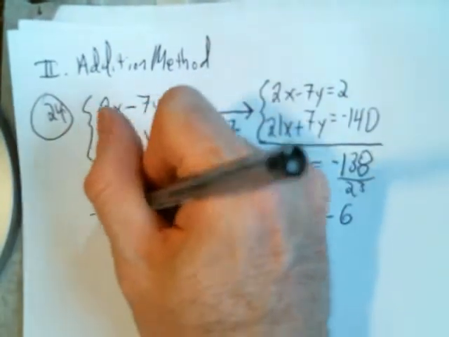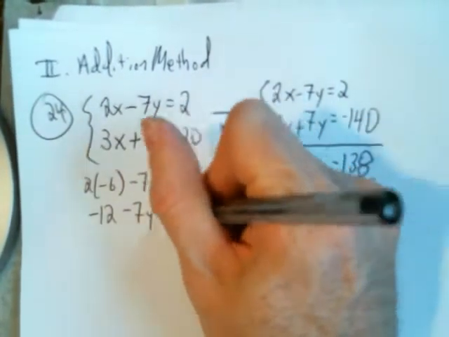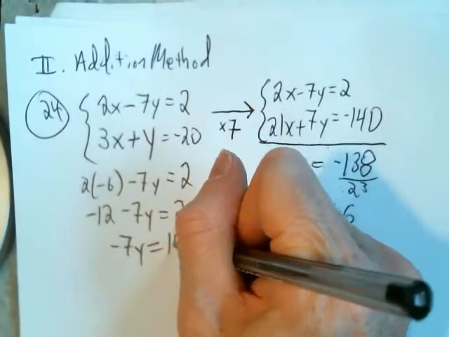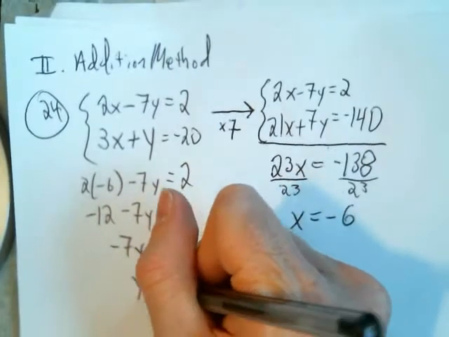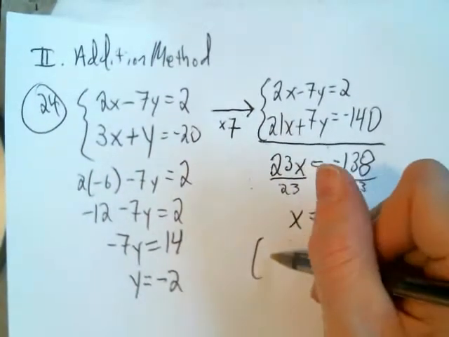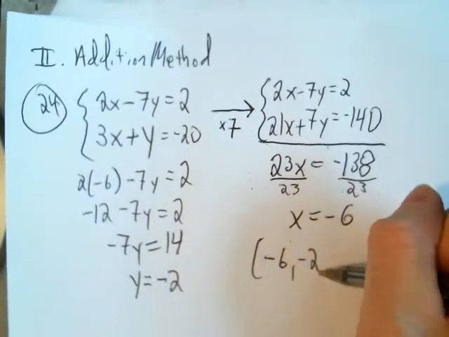So here we have negative 12 minus 7y is 2. Add the 12 to the other side. Divide by negative 7, and you get your solution. So the answer, negative 6, negative 2.